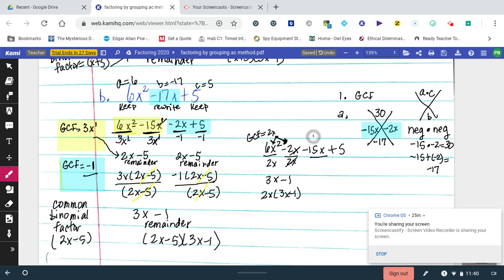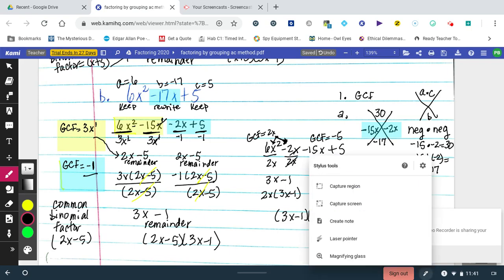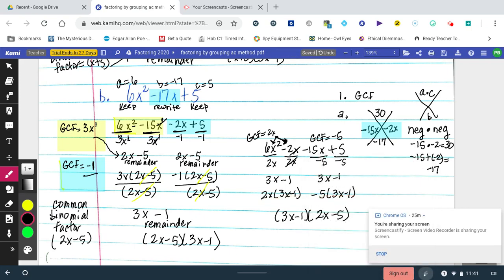So you would have had 2x times 3x minus 1. And then the GCF here is just 5, but the leading term is negative. So let me go back and say it's not just 5. Since the leading term is negative, it's negative 5. So when you divide, you end up with 3x minus 1. So I'm going to take my GCF and put it with the remainder of 3x minus 1. Now my common binomial factor is 3x minus 1, and my leftover will be 2x minus 5 once I divide each one of these by 3x minus 1.